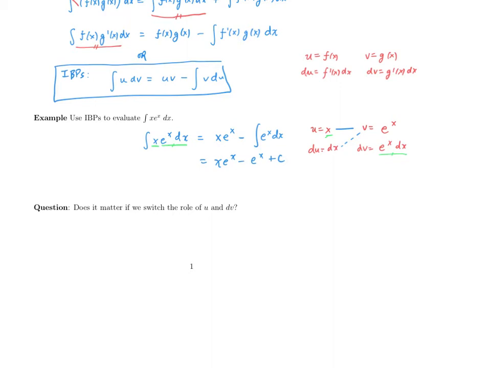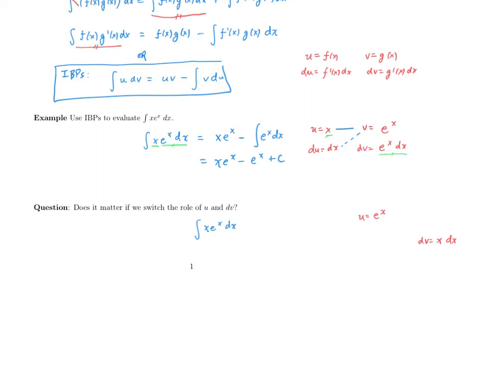Going back to our observation that we need to make a choice for u and dv to start this problem, you might be wondering, does it matter if we switch around the role or the choice that we make for u and dv? Well, let's see what happens. If I want to evaluate this integral, x e to the x, and we make the opposite choice. So let's let u be e to the x and dv be the x dx. And note, when you multiply together the u and the dv, you should get this entire integrand.